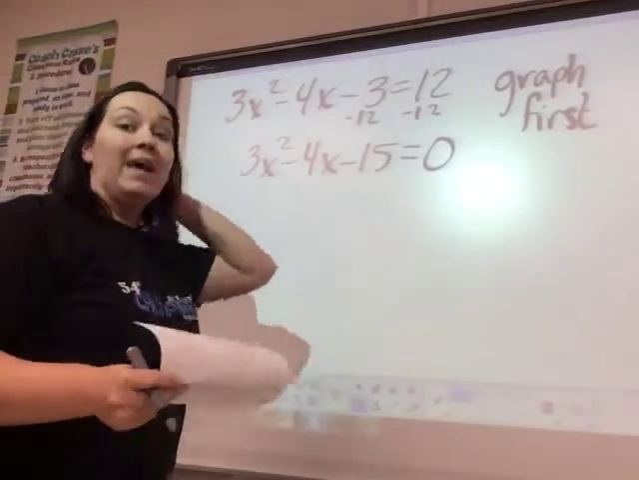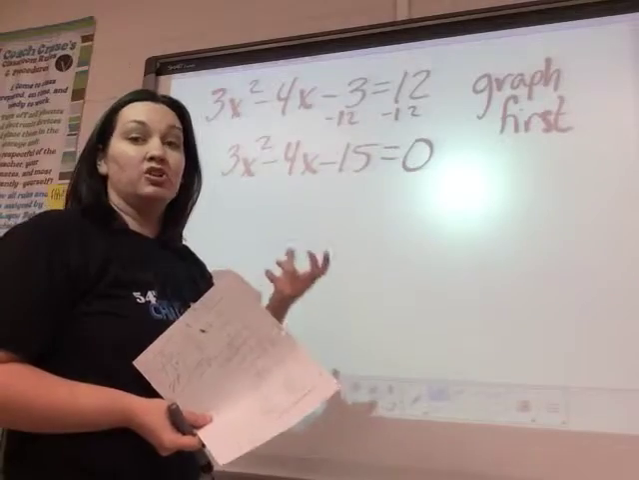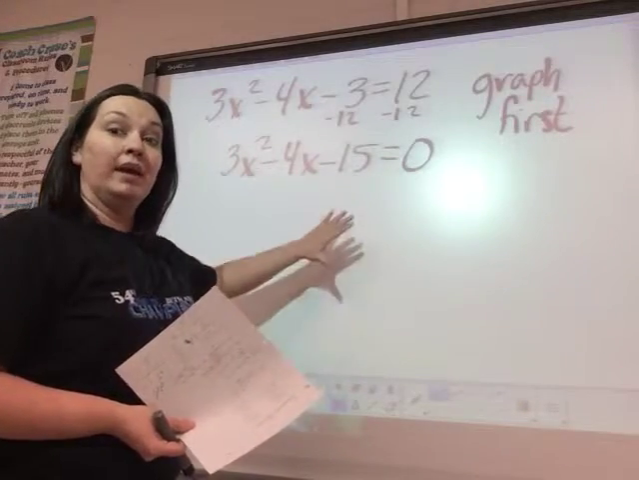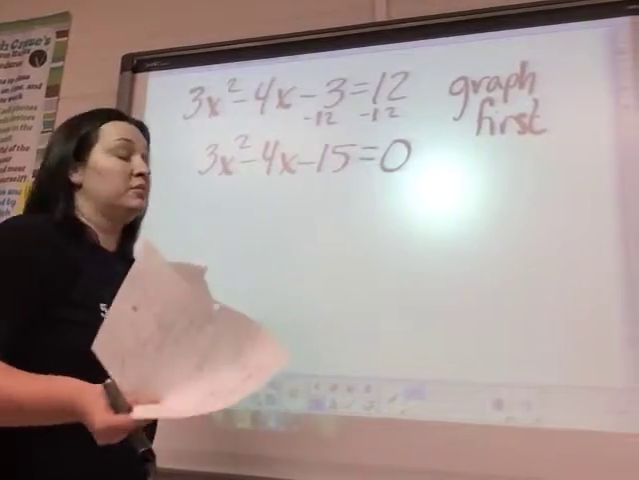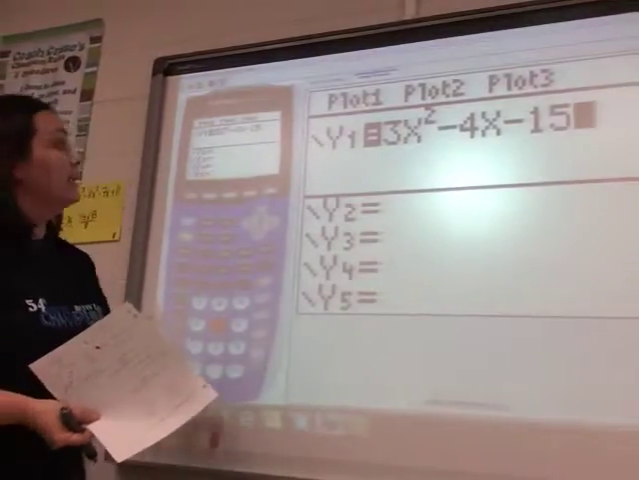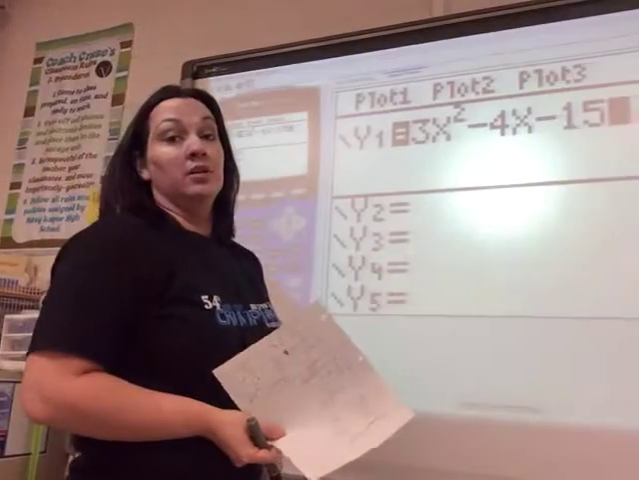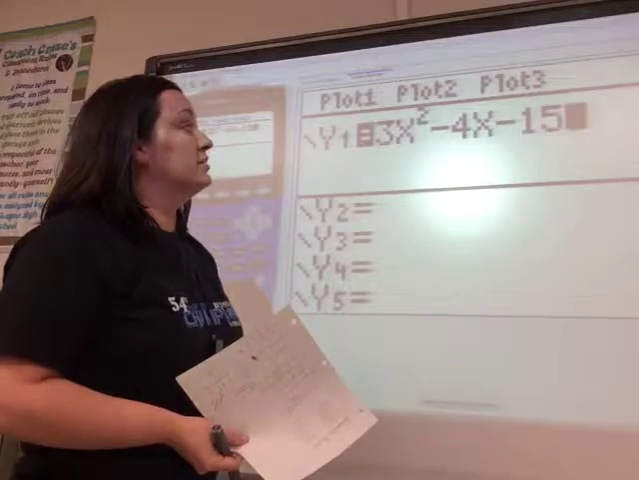And now, I like to do the graph first. I want to see what this does graphically. Then we'll come back and look at how the algebra matches the graph. So I'm going to jump to my screen of my calculator. I've already got my quadratic typed in. 3x squared minus 4x minus 15.